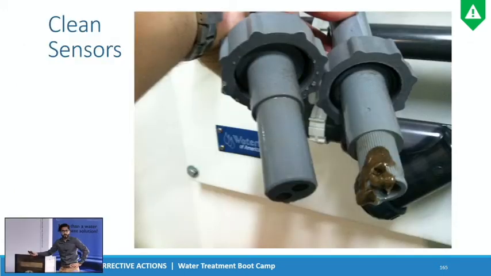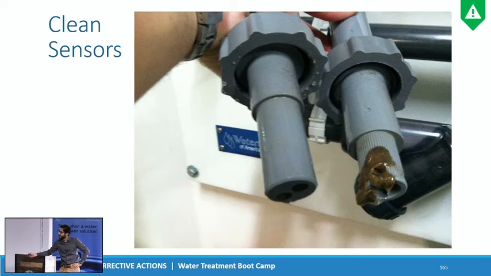Cleaning sensors. So typically, when I go for our monthly service, we'll go in and take these sensors out and see what they look like, right? This graphite tip conductivity sensor is pretty robust. You can clean it with a rag, you can clean it with a rubber brush, whatever you feel like, right? So this is pretty robust, it won't go bad.